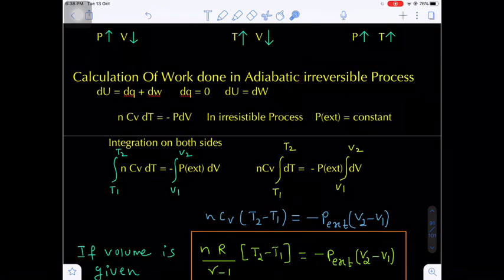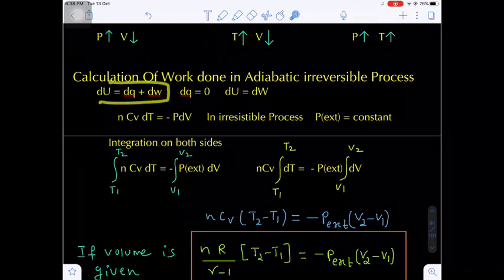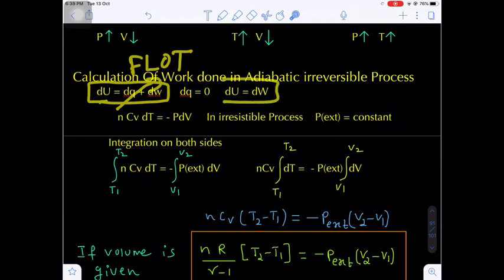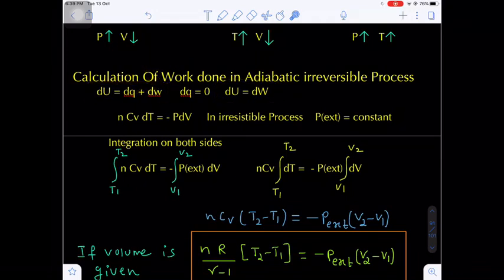How to calculate work done in an irreversible process? Now, ΔU is equal to ΔQ plus ΔW. dU equals dQ plus dW. This is the differential form of the first law of thermodynamics, that is FLOT. So dQ will be 0, dU will be equal to dW. dU will be equal to nCv dT, and dW equals minus P dV.